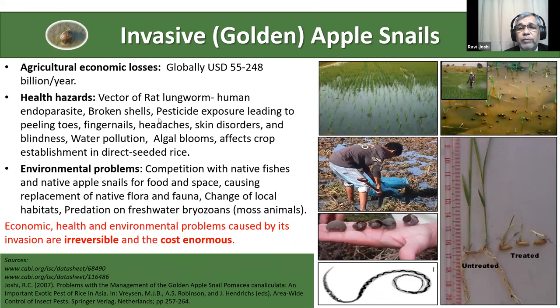The problems of snails are actually of three kinds. One is they cause a lot of loss, especially with the increased flooding. And you can see globally, they are causing a loss of around 55 to 248 billion per year.